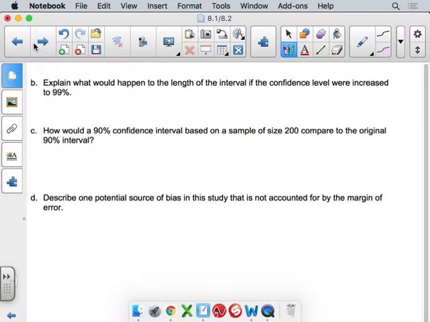Alright. B, what would happen if the interval was increased to 99% confidence? So what happens to the interval if we increase confidence? If we increase confidence, our interval also has to get bigger.